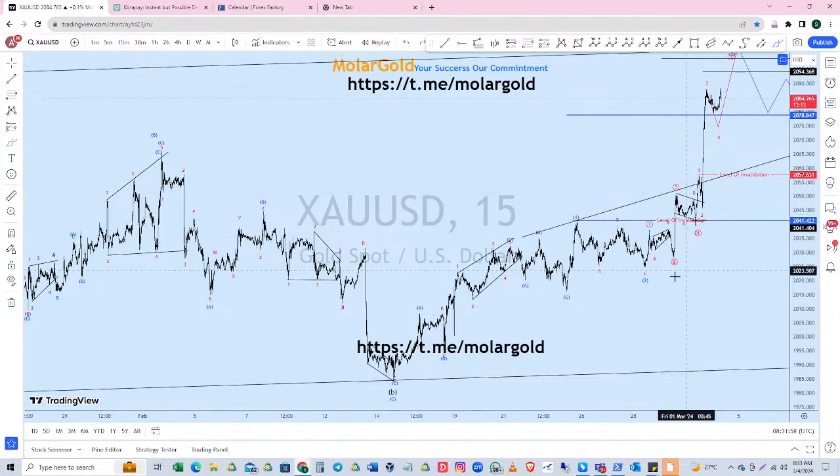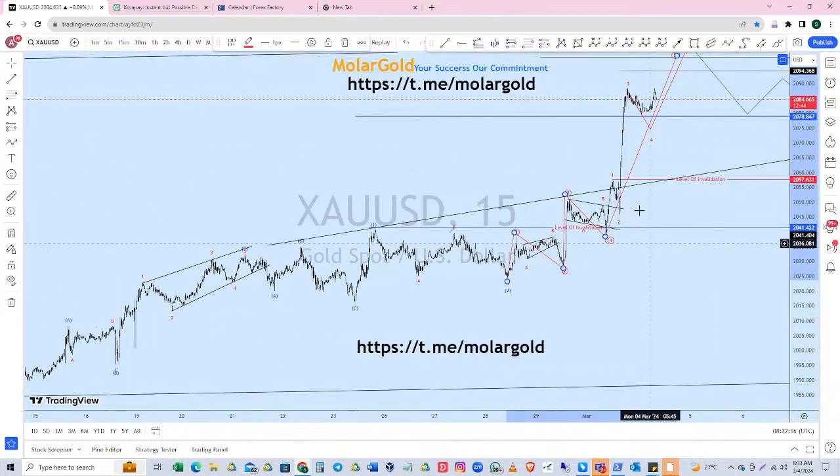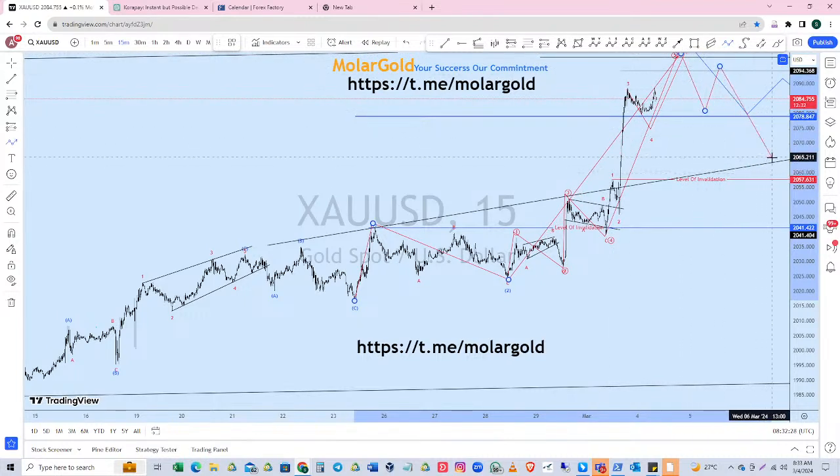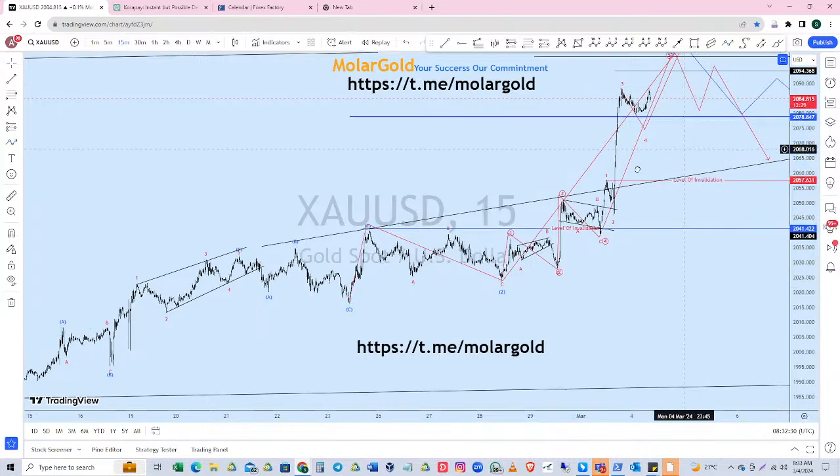Once we are done with the fifth degree, remember this is the first move. Let me do this. This one is like this: 1, 2, 3, 4. Then we end in a 5 like that. So this is the red degree, and once we are done, we should be looking for this one: 1, 2, and 3. Then we should get a correction, probably to somewhat this trend line, and then we move back up.